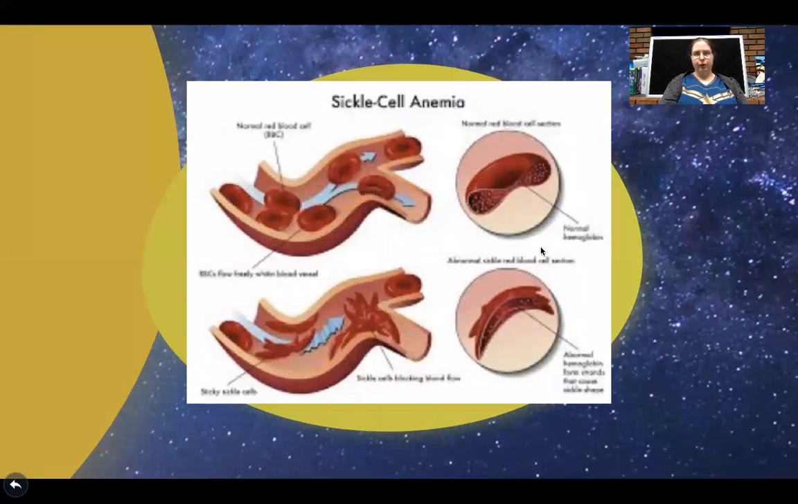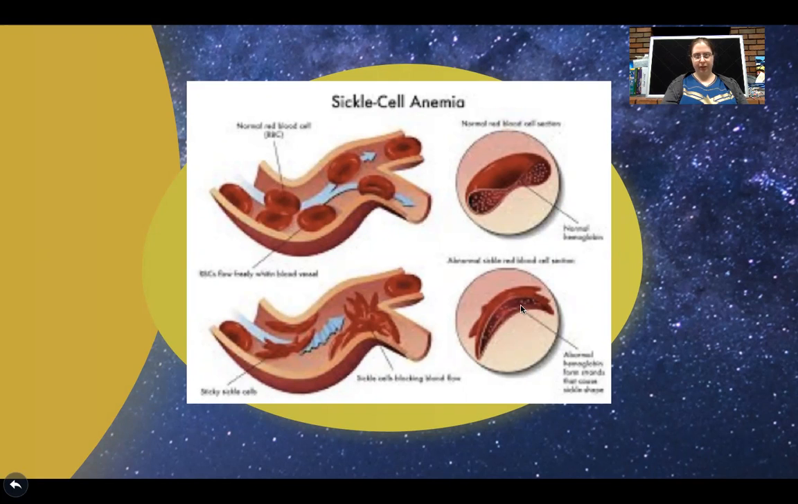So this is kind of showing you a little bit about what we're talking about. Normally in normal red blood cells, you can see they're this donut shape. This is if you cut one in half. It's puffed on the outside and thinner on the inside. It looks like a little round flexible donut, and it can easily go through the different blood vessels.